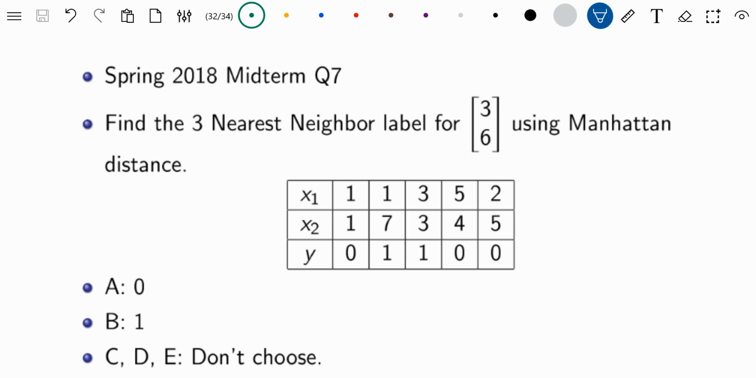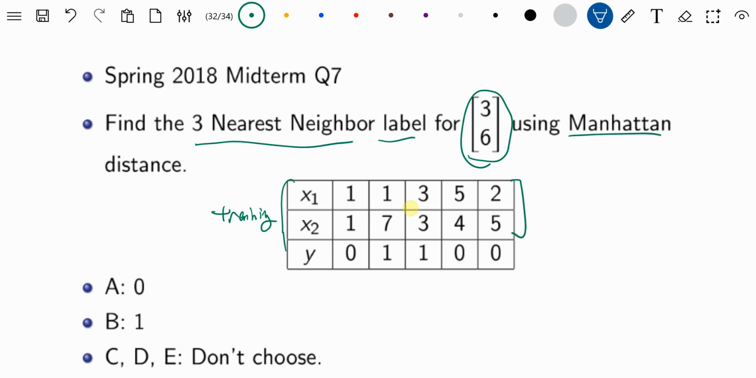In this question, it's asking to find the three nearest neighbor label for this new point. We are given the training set like this. So the goal is basically to find the x that's closest to this. And the distance function is Manhattan distance, so it's basically |x1 minus x1'| plus |x2 minus x2'|.